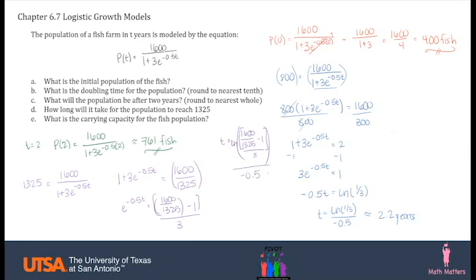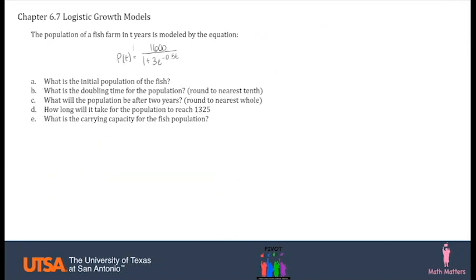So if we plug all of this into the calculator, and we could have done that step by step, or what I just did was simplify and solve for t and then plug the whole thing into the calculator in the end. But either way, when we get the answer, we're going to round it and it becomes about 5.3 years. So around 5.3 years, the population will be 1,325. Then the last part of the question asks us, what is the carrying capacity for the fish population?